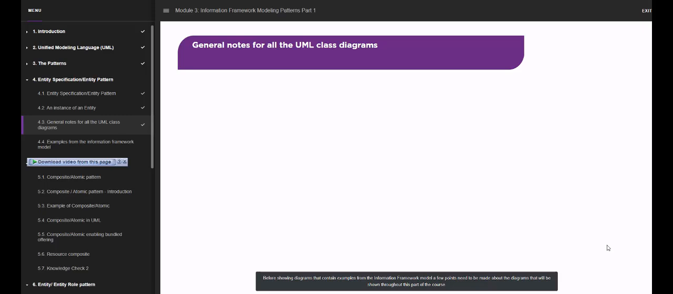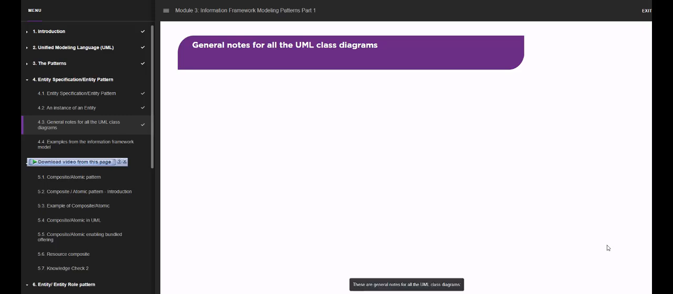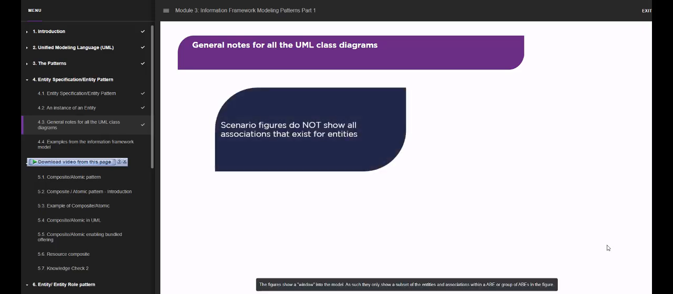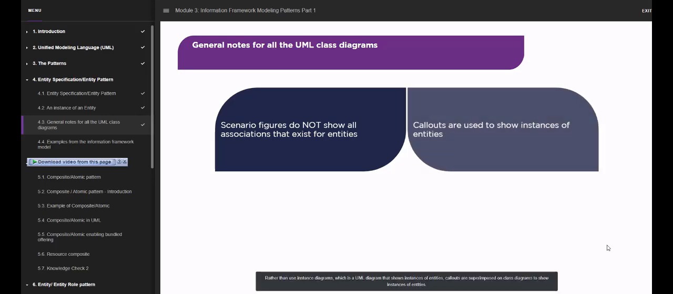Before showing diagrams that contain examples from the information framework model, a few points need to be made about the diagrams that will be shown throughout this part of the course. These are general notes for all the UML class diagrams. The figures show a window into the model. As such, they only show a subset of the entities and associations within an ABE or group of ABEs in the figure. Rather than use instance diagrams, which is a UML diagram that shows instances of entities, callouts are superimposed on class diagrams to show instances of entities.